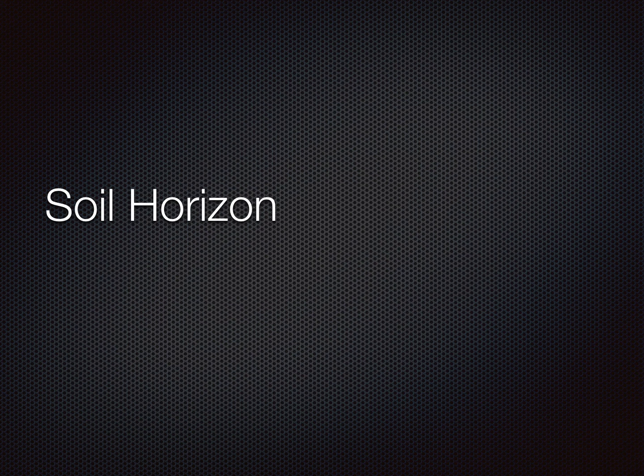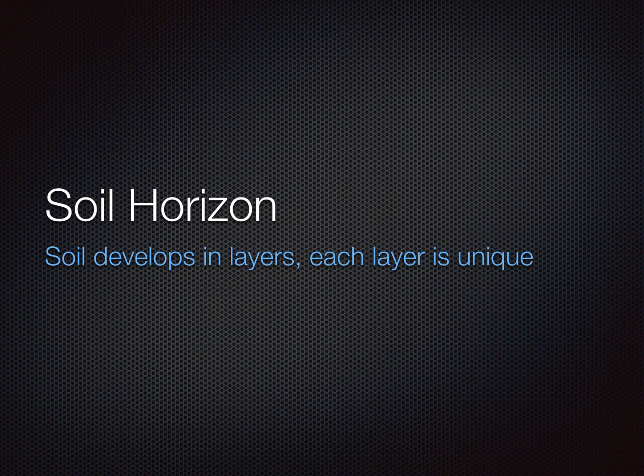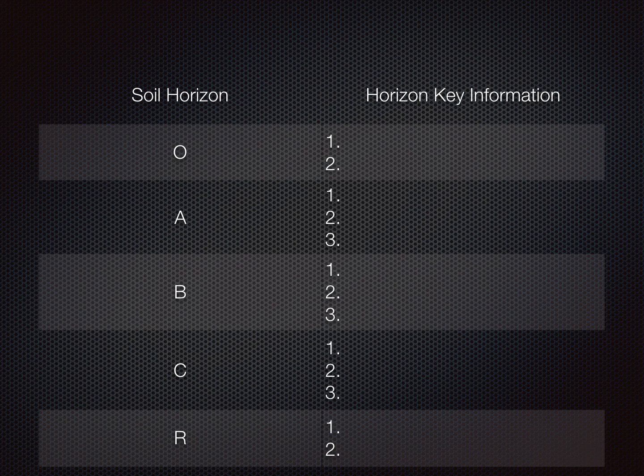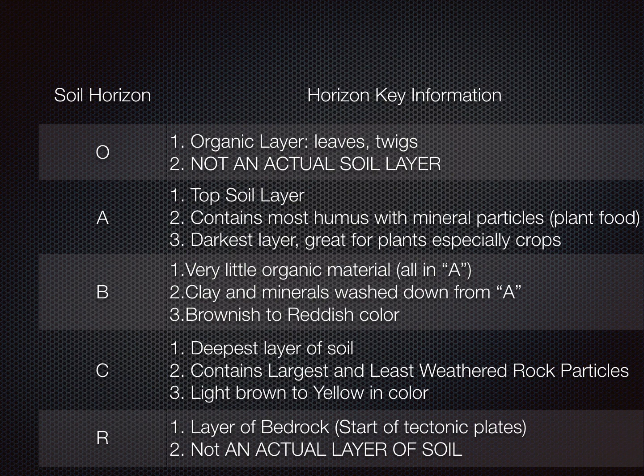We're going to get into soil horizons. Soil horizons develop in layers. Each layer is unique. So there's more than 5 soil horizons, but in 6th grade you need to know 5. And here's the key of each. So if you just jot these down, we're going to talk more about these in class. But these are each, like O is a horizon, A is a horizon, B is a horizon, C is a horizon, and R is a horizon.